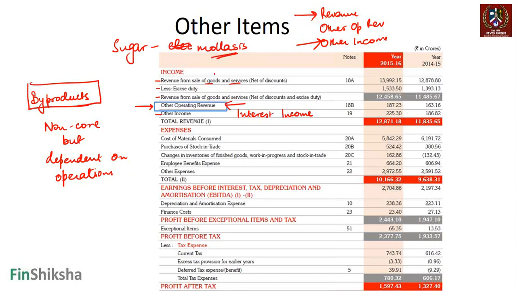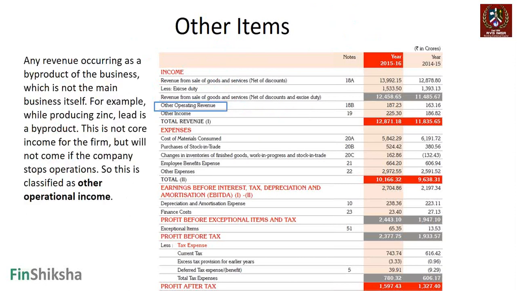This is other operating revenue. This is not a sugar core operating revenue, right? So any business that the company gets in lieu of running their core business, but it is not their core business, is other operating revenue. Take an example. While producing zinc, lead is a byproduct. So if the company sells lead, this production of lead is only going to happen when zinc production is happening. When you are doing zinc mining, only then will you find lead, otherwise you will not find lead, right?